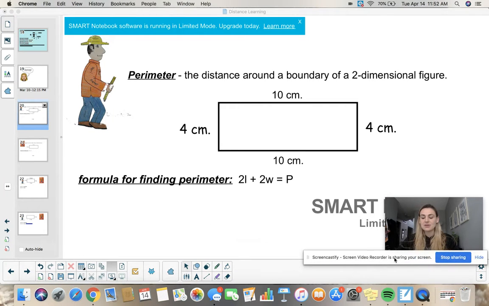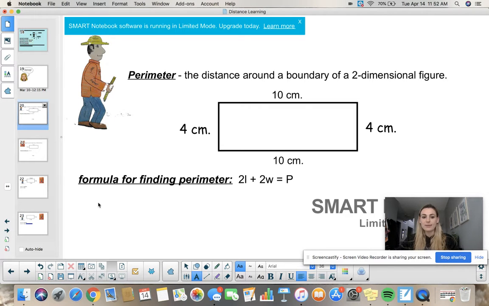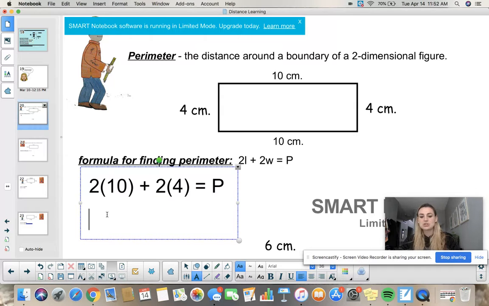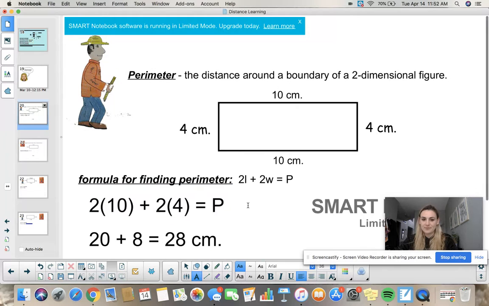In fourth grade, we also learned a formula for finding perimeter. It says 2L, or 2 times the length, which is 10, plus 2 times the width, which is 4, is going to get you the perimeter. 2 times 10 is 20, plus 2 times 4 is 8, so the perimeter would be 28 centimeters. The parentheses are another way of representing multiplication, just in case a few of you were confused. So our perimeter would be 28 centimeters.